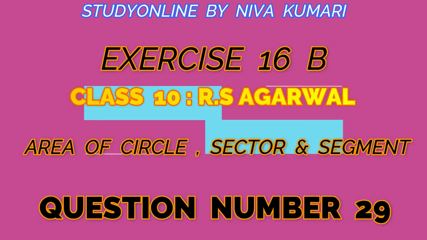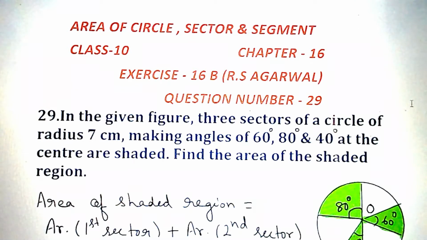In this video, I will do exercise 16b, question number 29. In the given figure, three sectors of a circle of radius 7 cm making angles of 60 degree, 80 degree and 40 degree at the center are shaded. Find the area of the shaded region.